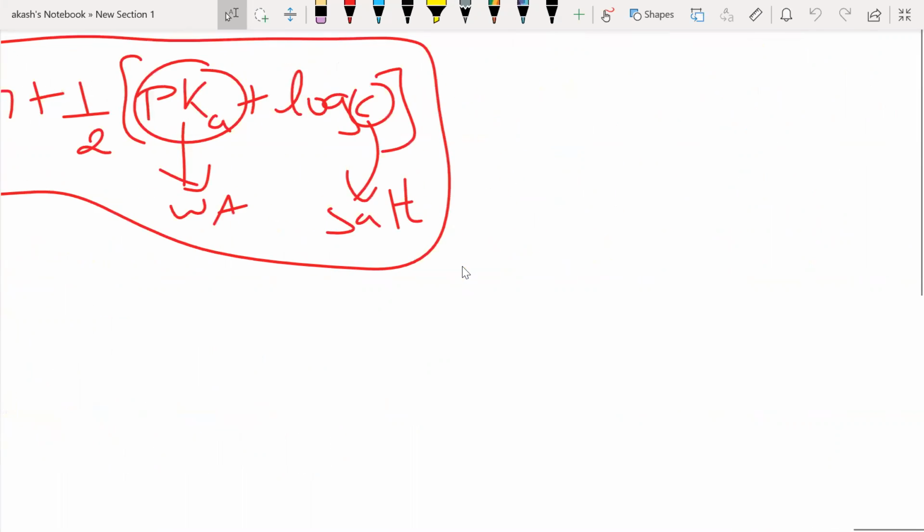That is where we stopped. Only one more thing is left, so I think we'll finish it here itself. That would be buffer solutions.